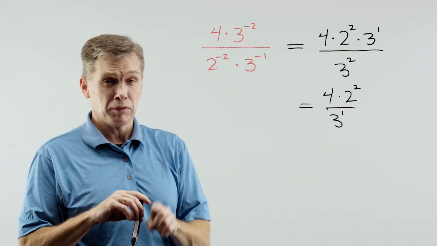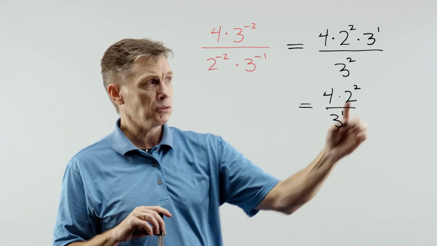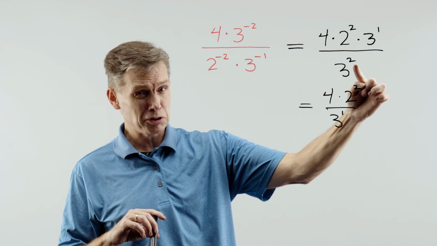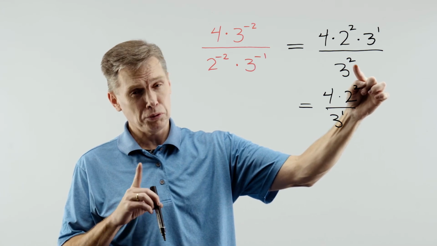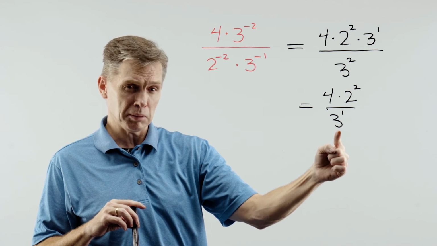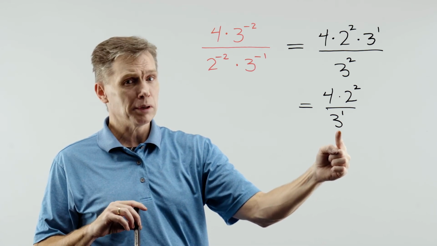If it's easier for you to see, you might even think of it this way, that I have 1 factor of 3 in the numerator and 2 factors of 3 in the denominator. So reduce, and you'll end up with just that 1 factor of 3 in the denominator. And we are in good shape.